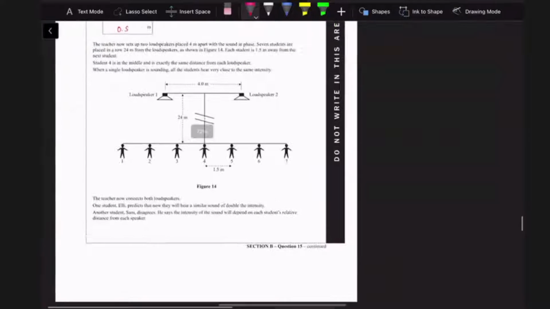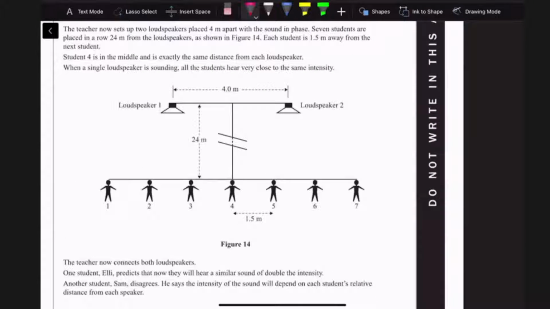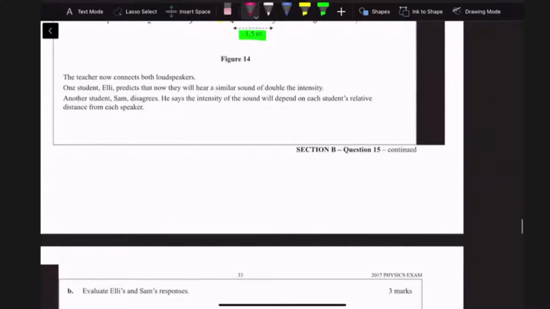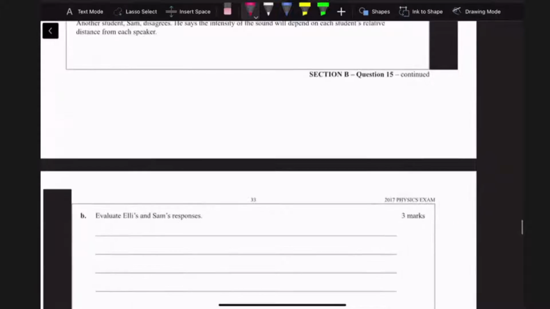Now there's a diagram, and we have two loudspeakers, the sound in phase, 7 students here, and it says that the student in the middle is the same distance from both speakers. You can see this is very similar to the double slit experiment, but we have 2 loudspeakers. This would be the distance between the slits. This would be the distance from the slits to the wall that's being reflected on. And you can see this is like fringe separation almost. But we have to keep in mind that it's not the double slit experiment because we're dealing with sound here.